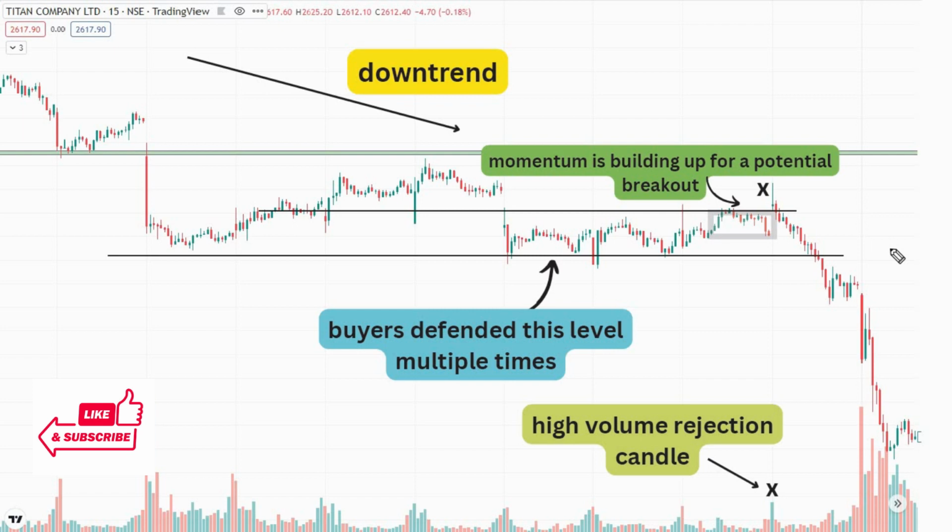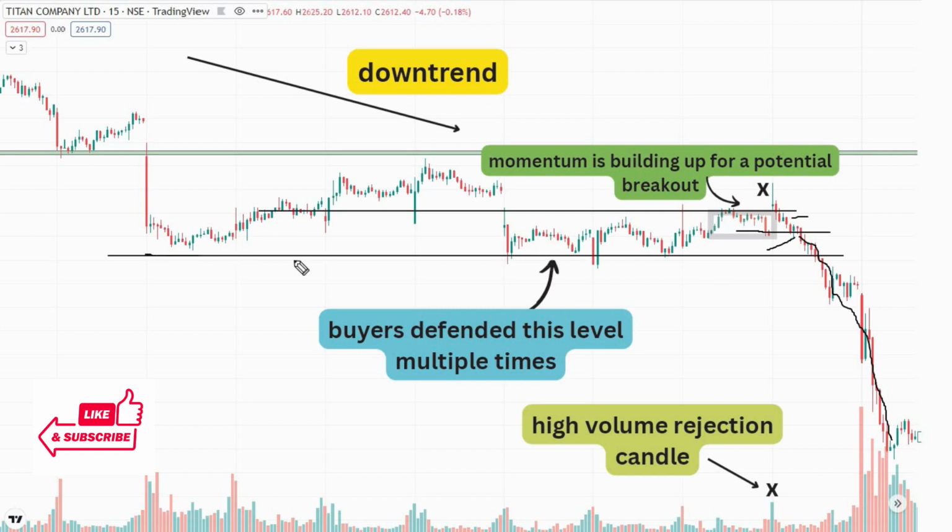But what happened? There is a high volume rejection candle. So this is indicating that sellers are still very much strong in this downtrend. Okay, so where will we enter short? We will enter short here, stop loss here, and see the huge downside momentum after that.